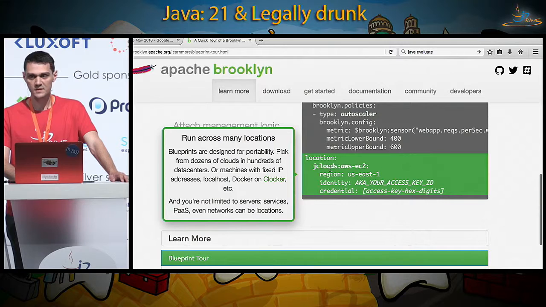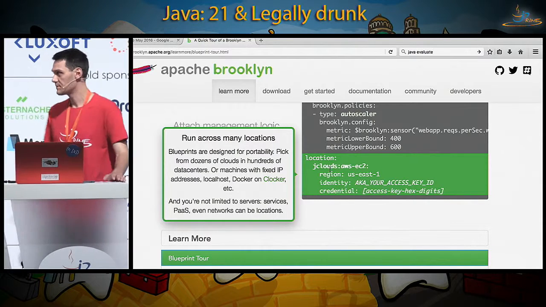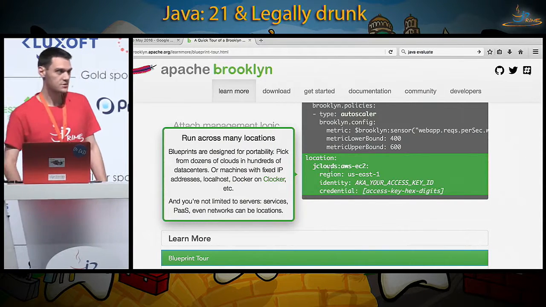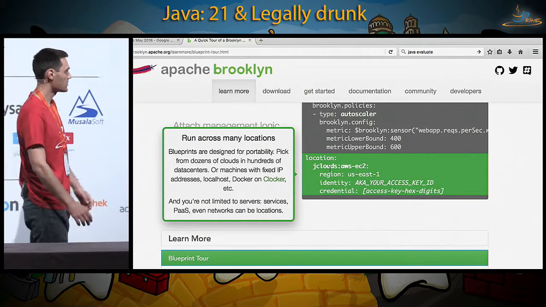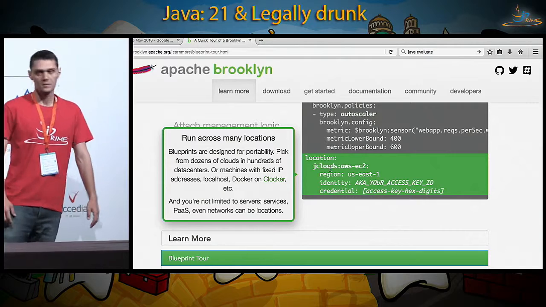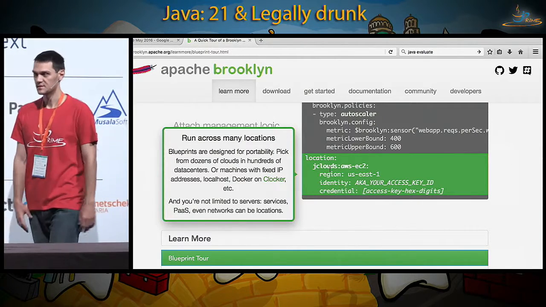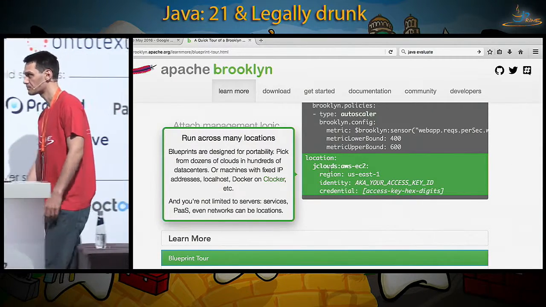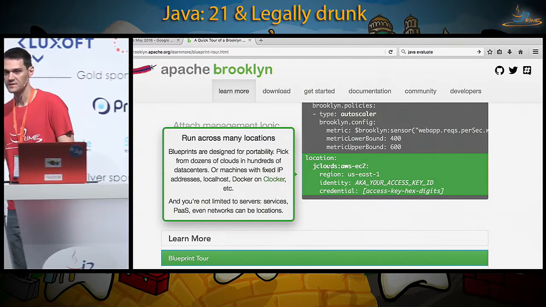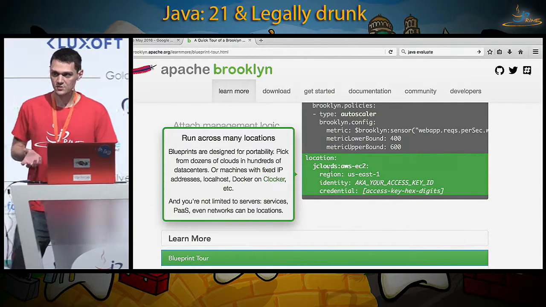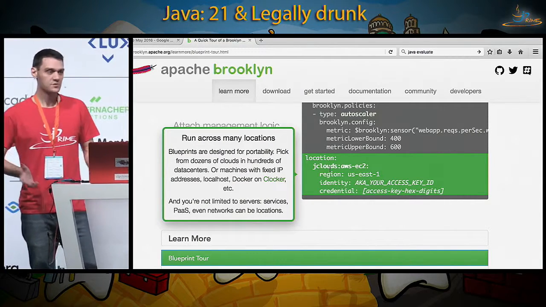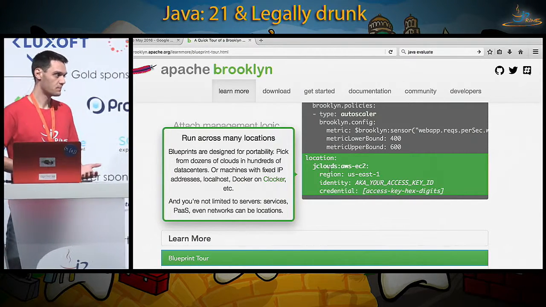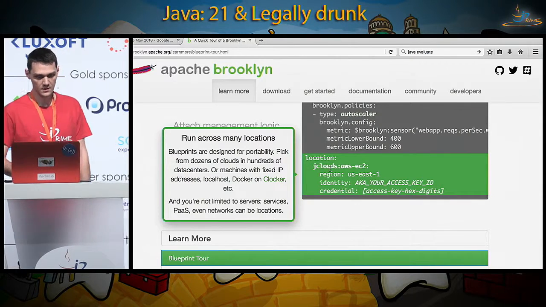So you can specify the location separately. You can use all the big cloud providers. We are using the jclouds library as an abstraction around them. Also, you can use fixed IPs. You can use local clouds. You can use Docker containers. You can even use Vagrant while developing on your local box.